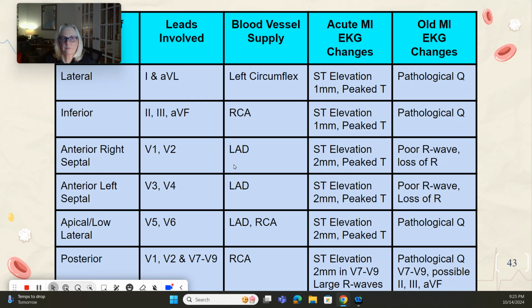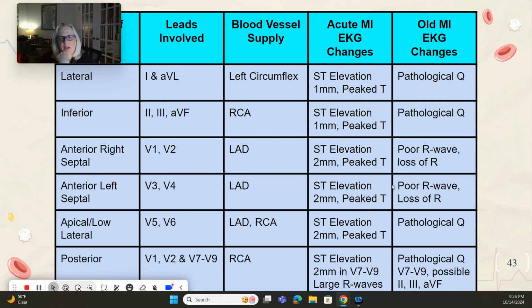So anterior right and anterior left septal, these kind of get all grouped together. V1 and V2 are on the right of the septum, V3 and V4 on the left of the septum. But these are supplied by the LAD. This is your widowmaker. So ST elevation at 2 millimeters. So it's going to be a little bit higher than it would be over here, a peak T. Now an old MI will show a poor R wave, or the R wave is gone. Okay, I'm going to show you some examples in class.